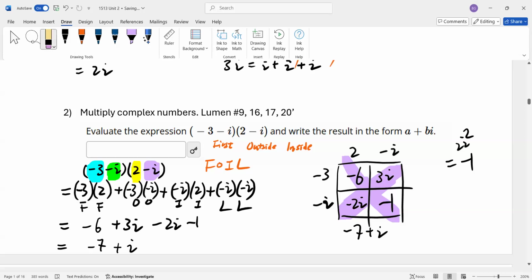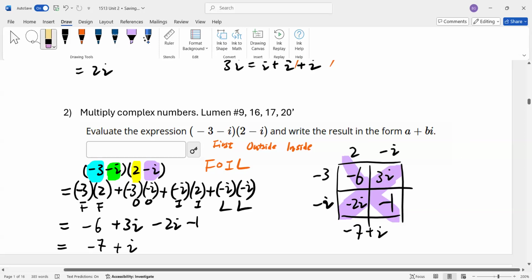Yeah, whatever method you use, give it a try. Give both methods a try to see which method is for you. Everybody's different, right? That's number 9. Number 16.